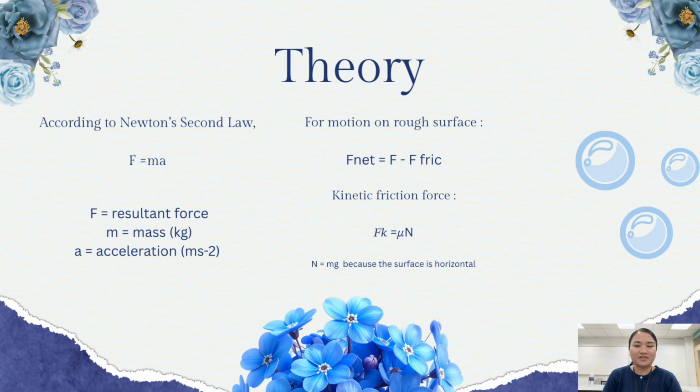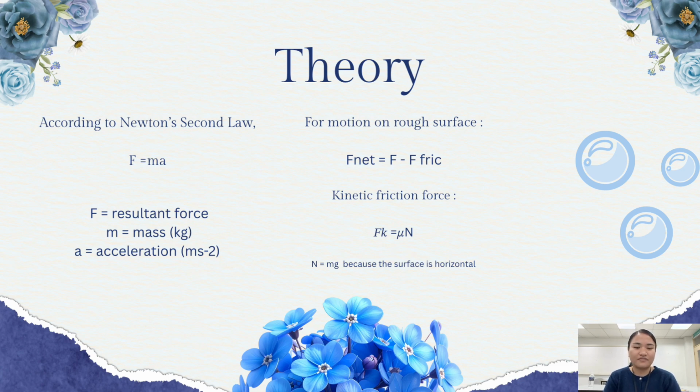Now, let's look at the theory behind this experiment. Based on Newton's second law, the relationship between force, mass, and acceleration is given by the equation F equals ma. This means that a larger force produces greater acceleration, while a larger mass requires more force to achieve the same acceleration. For an object moving on a rough surface, friction opposes its motion. Therefore, the net force acting on the object is the applied force minus the frictional force, which is written as F net equals F minus F fric.